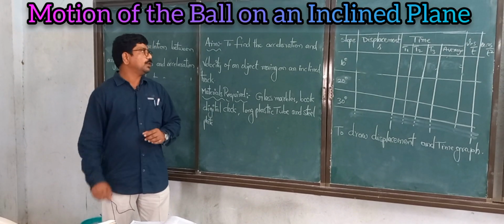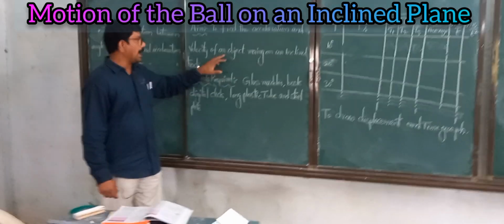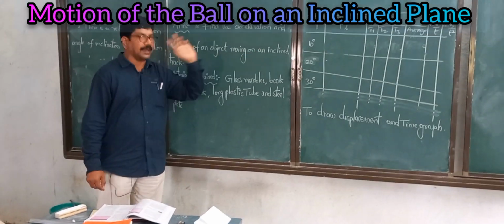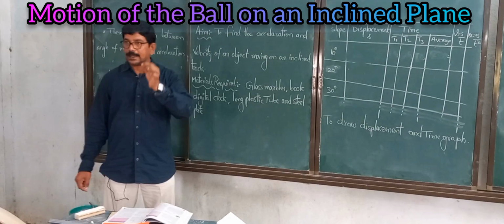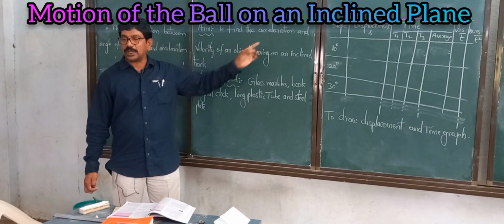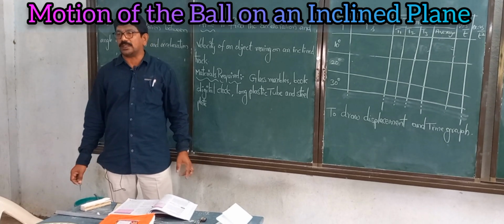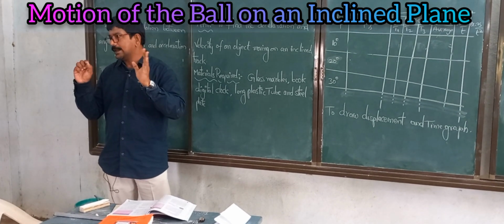In this session we are going to learn to find the acceleration and velocity of an object moving on an inclined plane. At the same time, we also draw the graph for the object moving on an inclined plane, the marble rolling on the inclined plane, that is, the displacement and time graph for the marble rolling on an inclined plane.